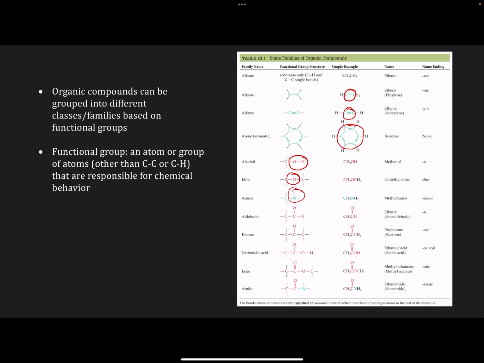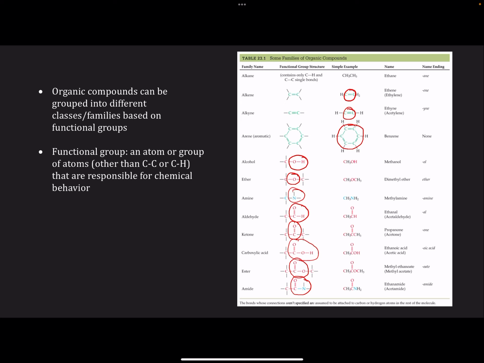Aldehydes, and we're going to go into each of these in some more detail. Aldehydes are going to have the C double bond OH. Ketones are going to have a C double bond O in between carbon groups. Carboxylic acids are going to contain what's called a carboxyl group. It's a C double bond O attached to an OH. Esters will have a C double bond O, but they're in between carbon groups. And then an amide will have a nitrogen next to a C double bond O.